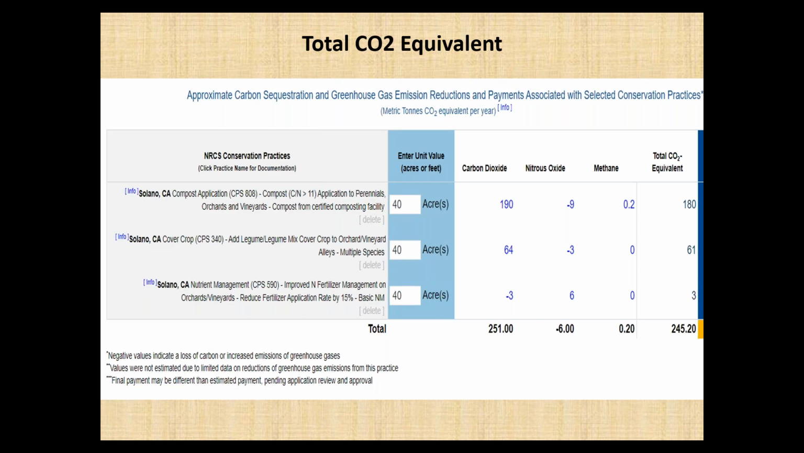The significance here is the program calculates the compost application as a significant contribution to sequestering carbon. And on the far right are the NRCS payments associated with these practices. And of course, the grower needs to be eligible and can review the tool to gauge eligibility and meeting the criteria, and also with budgets.